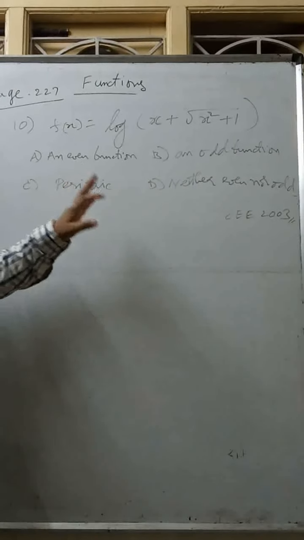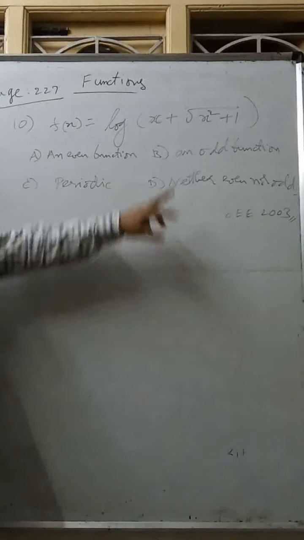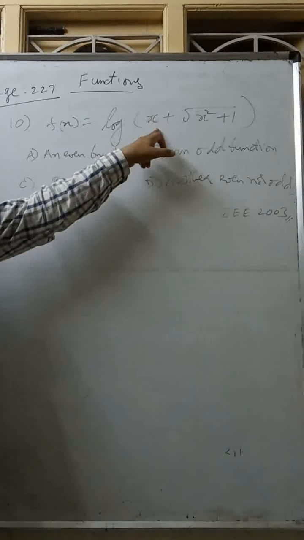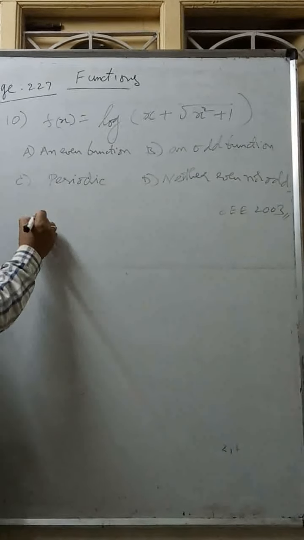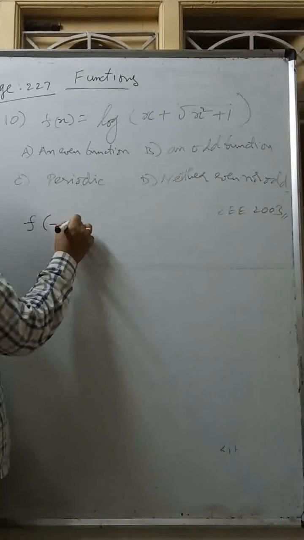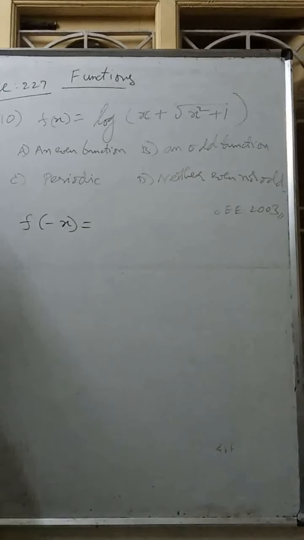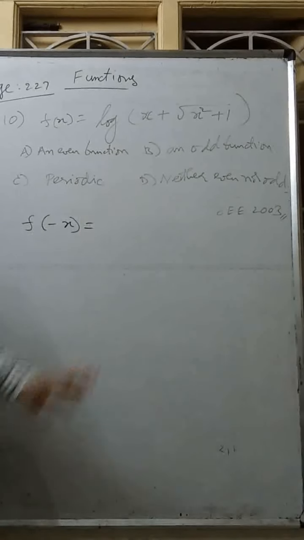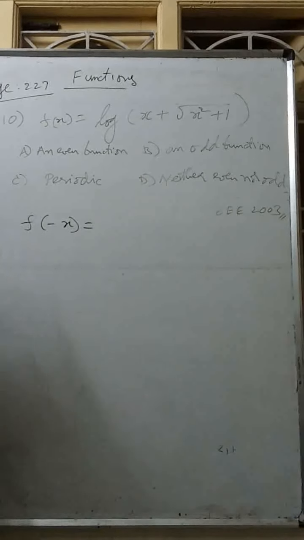We already discussed everything. Now, there are three options depending on odd and even, so that's why I will go for odd and even first. So I need to find f of minus x. If it is giving me plus f of x, it is an even function. If it is giving you minus f of x, odd function. So I am finding f of minus x first.